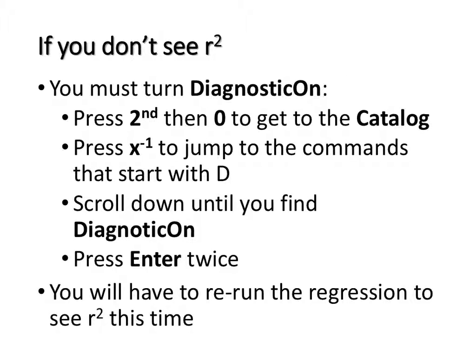So if you don't see your r-squared value, there's a one-time fix. To get r-squared, you need to turn your diagnostics on. You're going to push second and then the 0 button to get to your catalog. Push the x to the -1 button just underneath x squared. This is going to jump you to all the different commands that start with a D. You're going to scroll down until you find the diagnostic on command. Press Enter twice, and you'll turn your diagnostics on so that all your regressions will show the correlation coefficient. You'll have to run the regression one more time, but now you'll see your r-squareds.